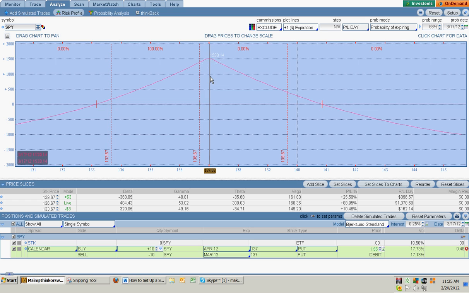But the nice thing about calendar spreads is it can go quite a ways before you lose money. On the upside, you can go all the way up to 141 before you encounter a loss. Downside, all the way to 133 before you encounter a loss situation.